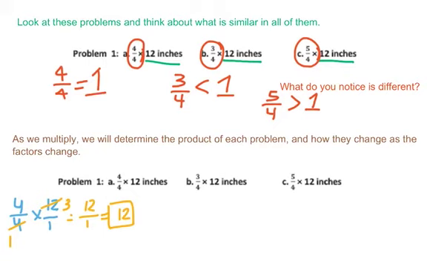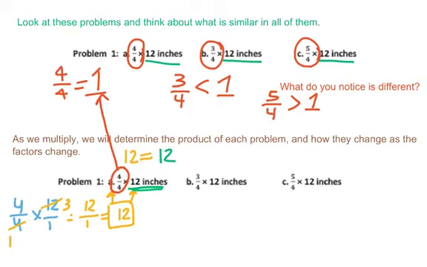So here's what I want to do. I'm going to compare my product, which is 12, to my factors. Because I multiplied by 4/4, which is the same as 1, my product is equal to the constant factor of 12. So we have 12 is equal to 12. So let's take a look at B.